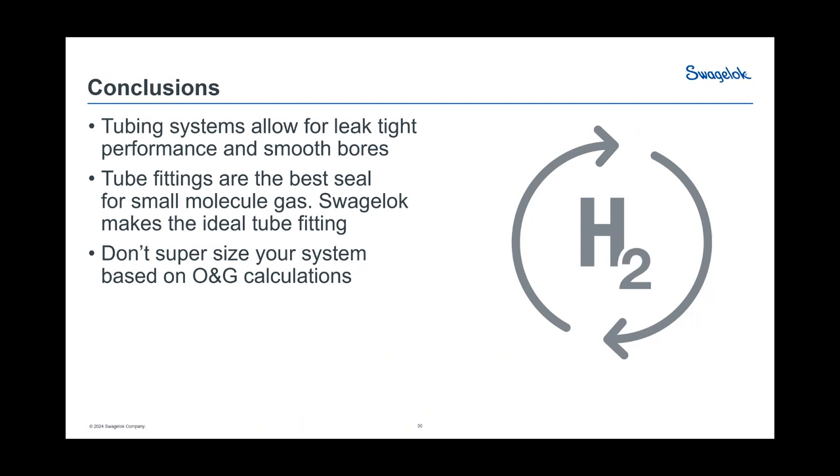Tubing systems are great. They work really well for leak performance, with small and smooth bores, reducing friction and pressure drop. Tube fittings are really the best seal for small molecule gas, and Swagelok makes the ideal tube fitting for that. Don't supersize your systems based on oil and gas calculations. Use the right calculations and calculators, deal with the compressibility factors, and know that your pressure drop is going to be different depending on the density at different points within the system and at different times when your systems are charged and uncharged. Hydrogen can be handled really well.